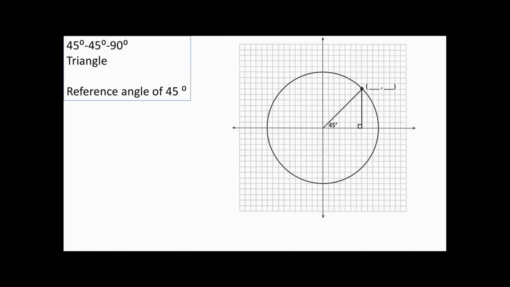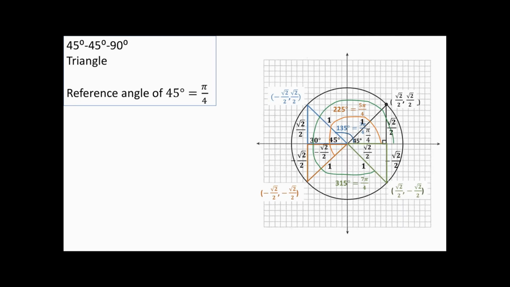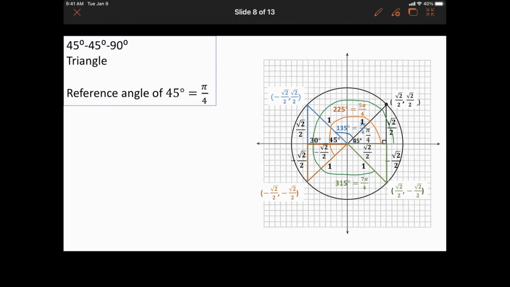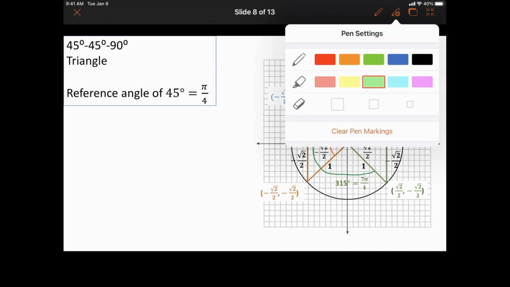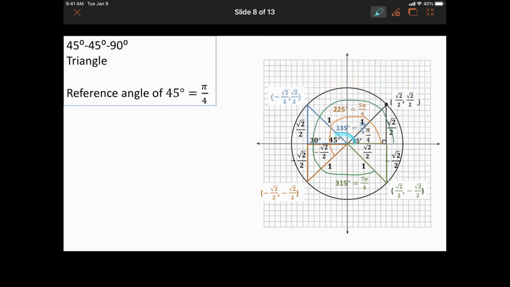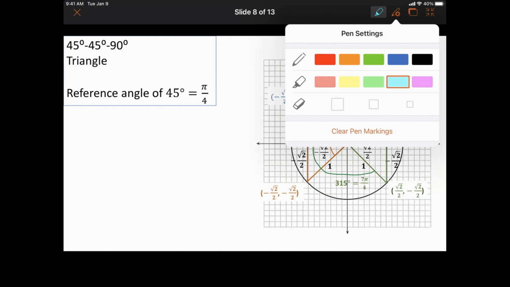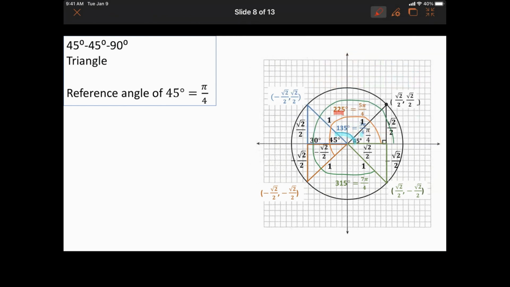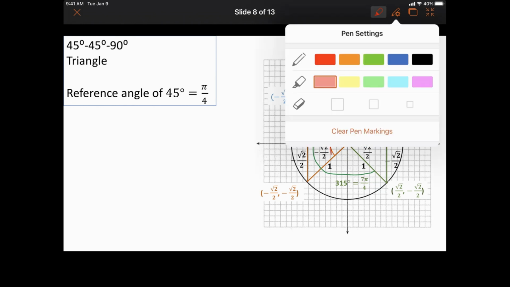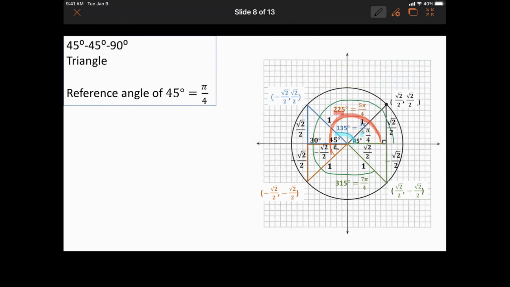The next triangle we did was 45. If you convert that to radians, it's pi over 4. And if we notice these angles, 135 ends with 4. 225, 5 pi over 4. Oops, I didn't write in the reference angles, but these are all 45.